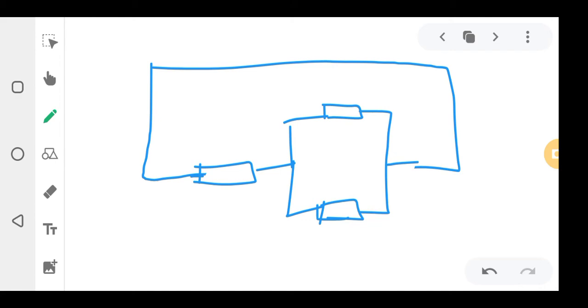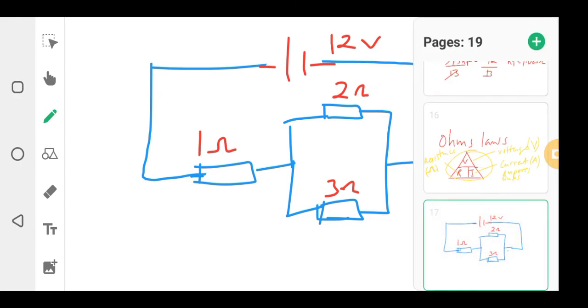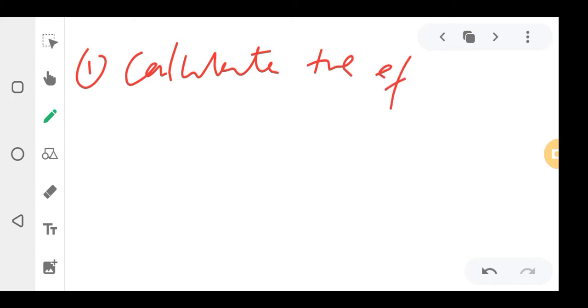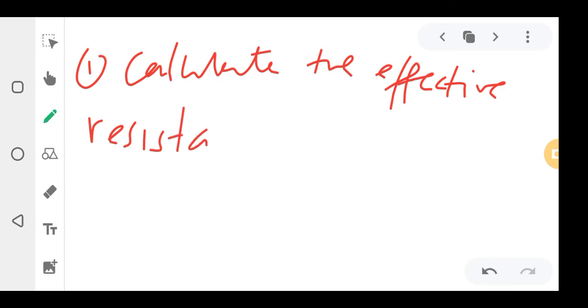So this one they can say 1 ohm. This one they can say 2 ohm. This one they can say 3 ohm. And then on top there's a battery. I'll put this battery at 12 volts. And then the first question is: calculate the effective resistance. When they say calculate the effective resistance, they mean total resistance.